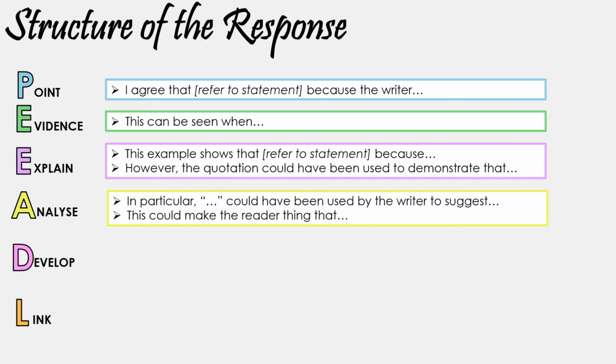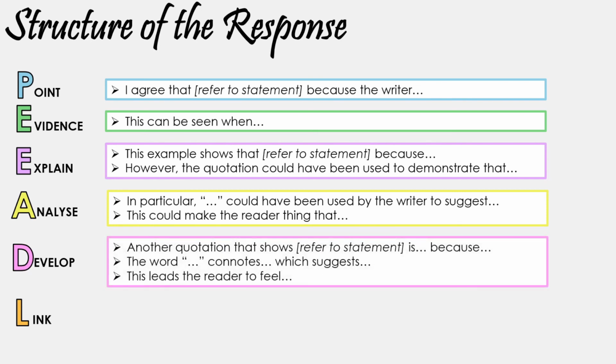Next, you zoom in onto one small part and analyze it. Now this could be an individual word, a language device, a structural device, something small. The idea here is that you take something small and you make a big deal out of it. You say a lot about a little. Look at connotations. Look at multiple interpretations for higher marks. Again, as much as you can, link it back to the statement in the question.